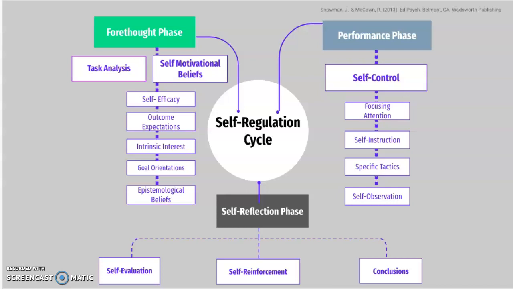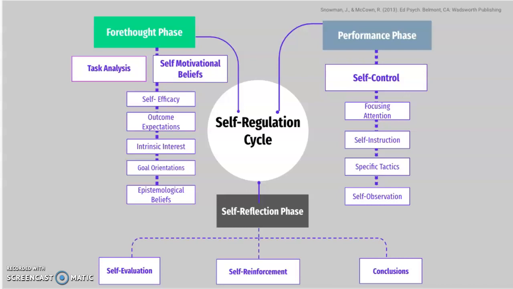And in the last phase of the self regulation cycle, this is the self reflection phase. And basically, they're going to reflect on what was done, and if the results were acceptable. So basically, three things I wanted to highlight is self-evaluation. So the student considers factors that played a major role in their success or failure. So what worked and what didn't work for them.